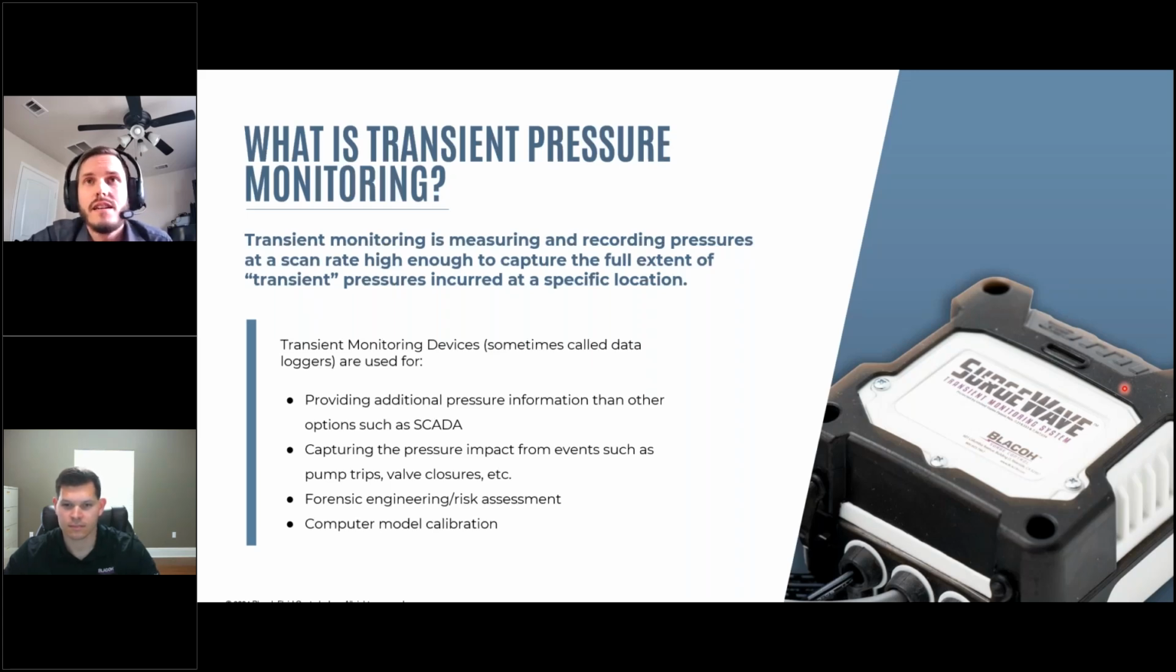In fact, when you place multiple devices or sensors at unique locations in your piping system, you can have an even clearer picture of what happens and what effect different components, such as check valves, relief valves, or surge vessels, have on the pressure wave, as opposed to just using one sensor at a time.